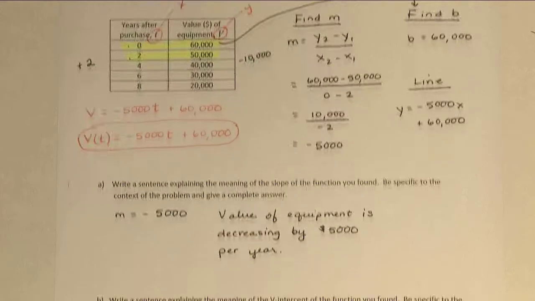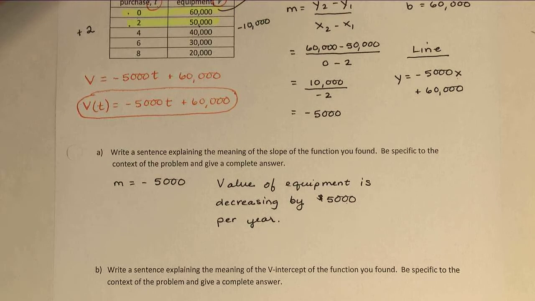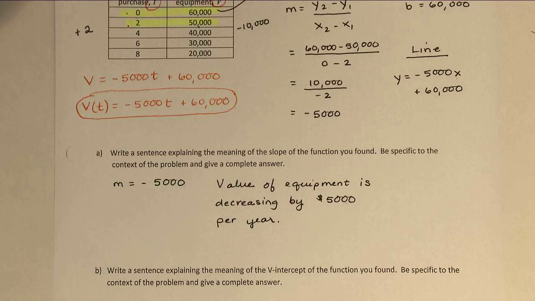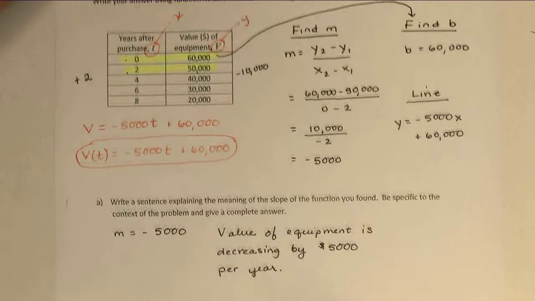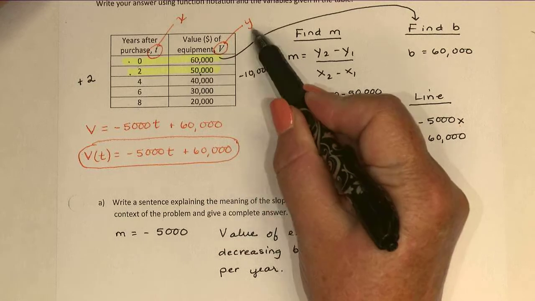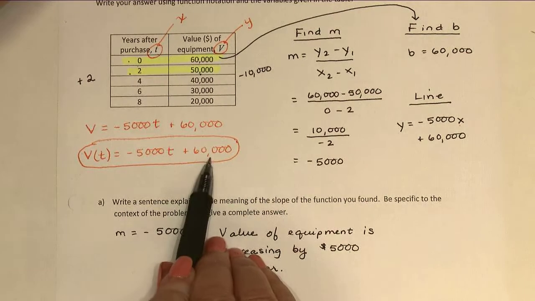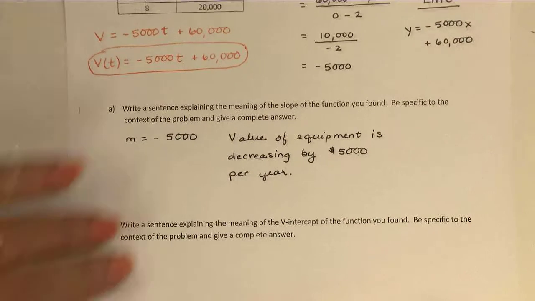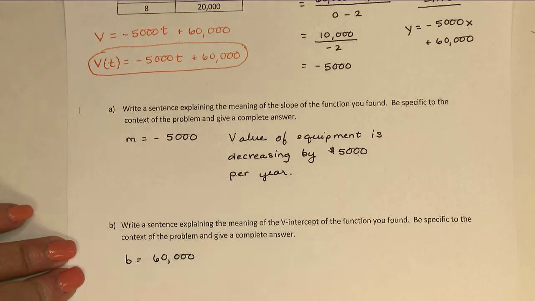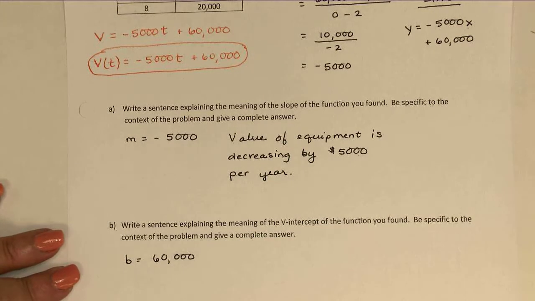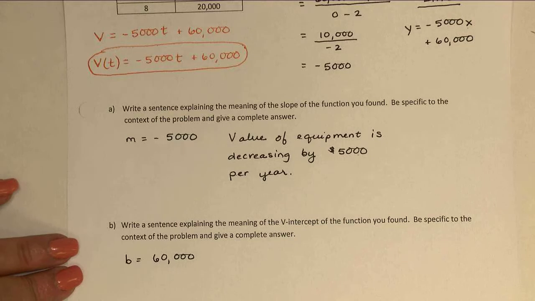All right, in the last part of this problem, we'd like a sentence explaining the meaning of the v-intercept of the function, again being very specific to this context. The v-intercept plays the same role as the y-intercept, so that's that 60,000. And again, the y-intercept is the starting value. Even in the table, we can see it's what happens at time 0. So basically, after 0 years, or right at the time of purchase, the equipment was worth $60,000.